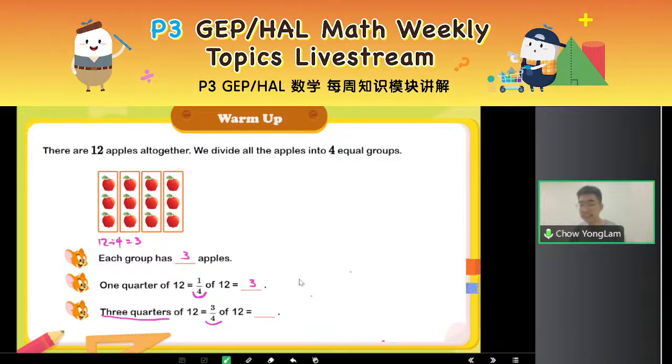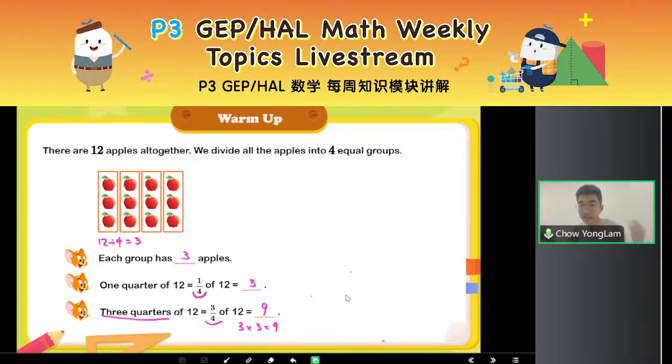3 out of 4 is just 3 out of 4 equal groups. If each equal group is a 3, then I will just do 3 times 3 equals 9, right? So the answer is 9. Okay, so yeah, that's how you think about this.